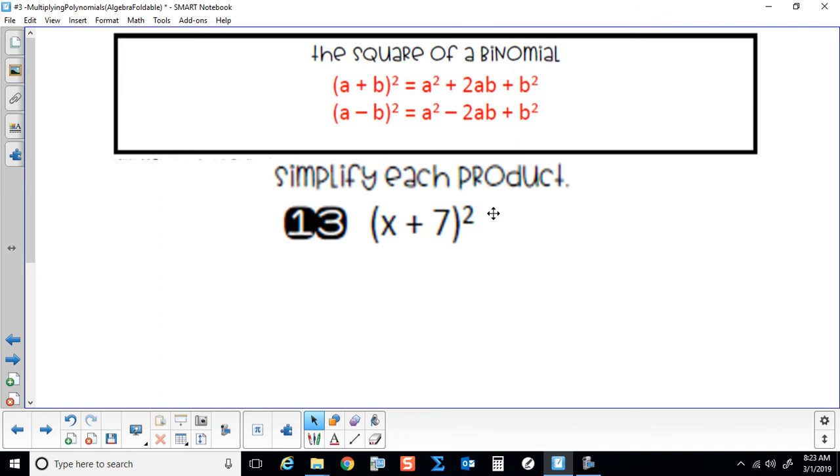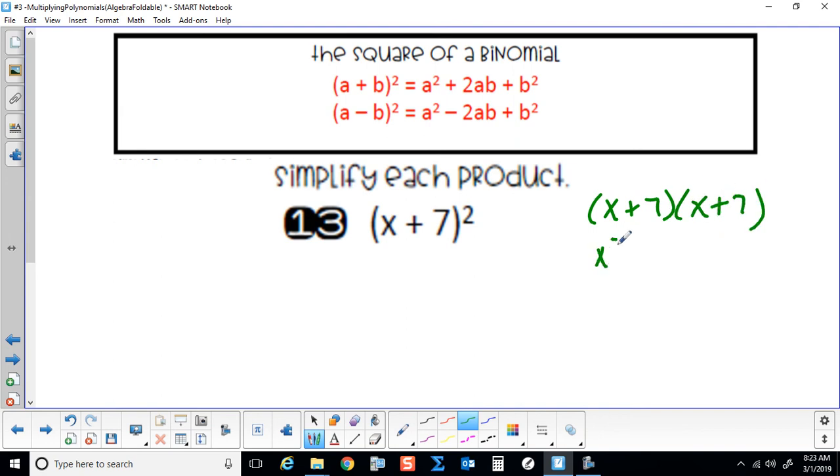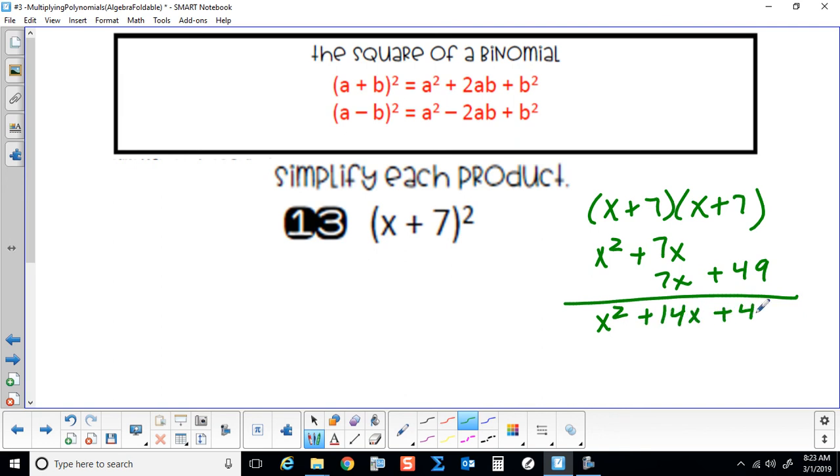So here we have x plus 7 squared. So if we were to FOIL this, we'd say x plus 7 times x plus 7. That's x squared plus 7x plus 49. So we can see here that the first term, x in this case, is squared. The second term is 2 times ab. So if we multiply these together and double them, that's the second term. And if we square the last term, b squared, that'll give us our trinomial.